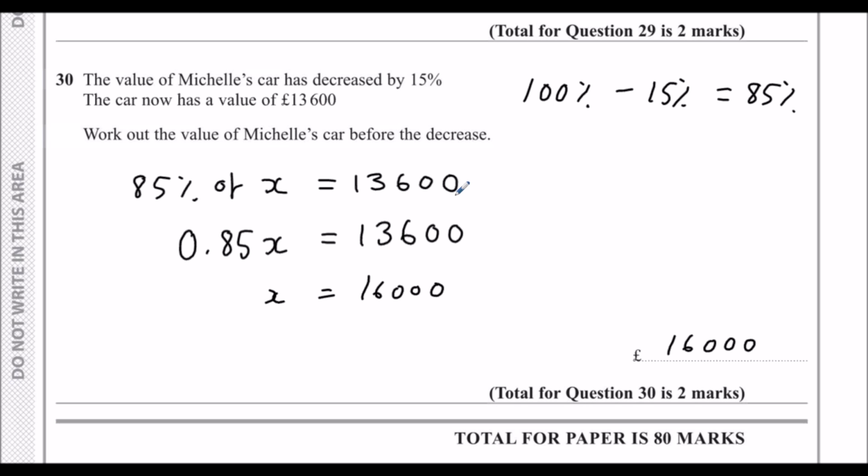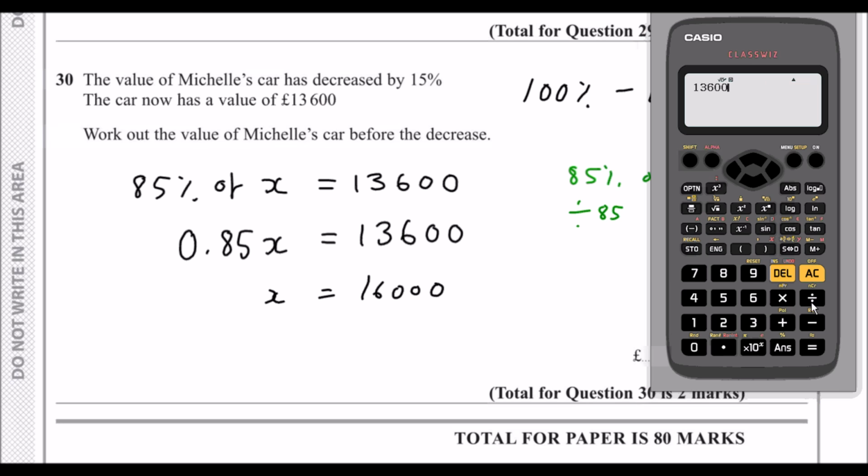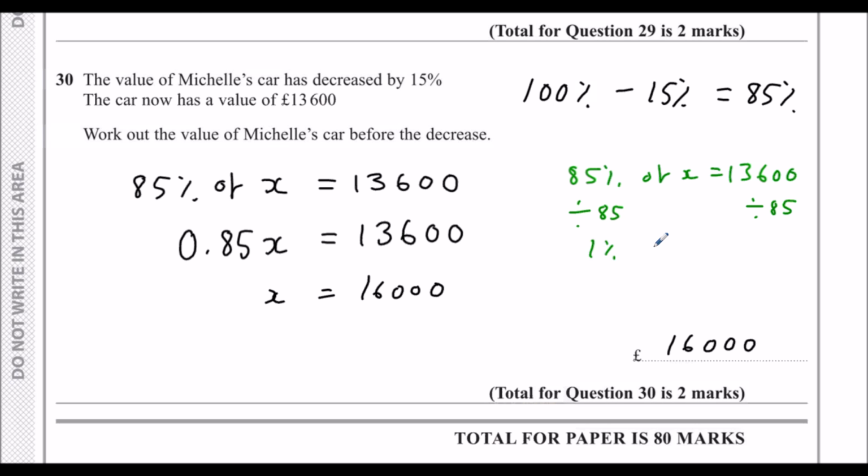What I could have also done from this point, I could have said I've got 85% of my number is 13,600. I could have said divide by 85 to get 1%. So 1% of my number is 160. Then times by 100. So 100% of my number is £16,000.